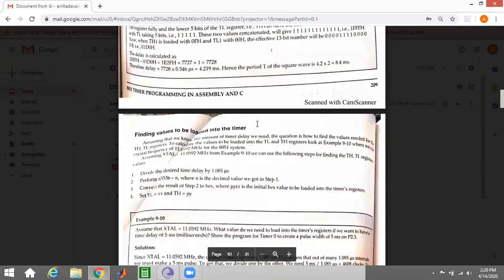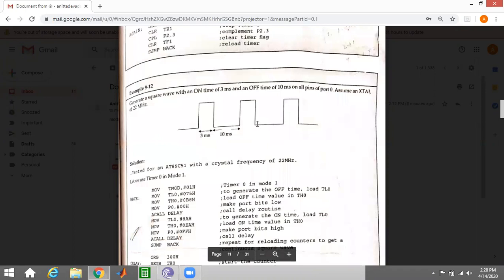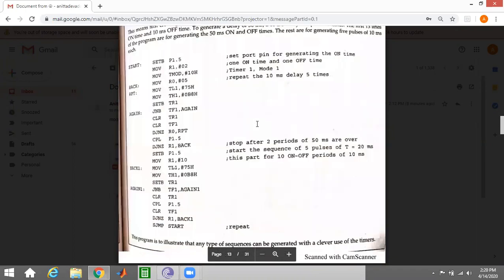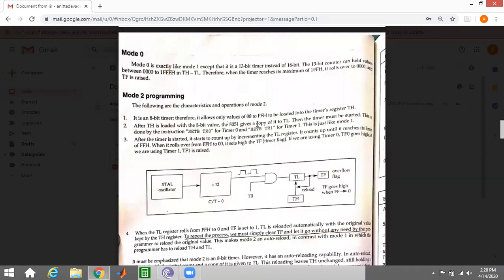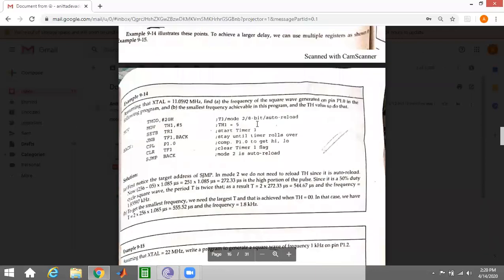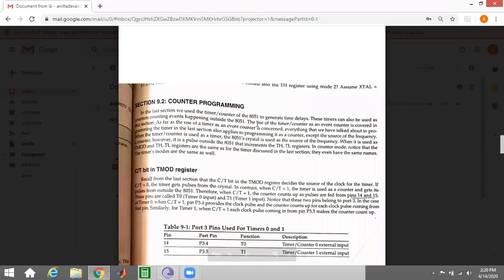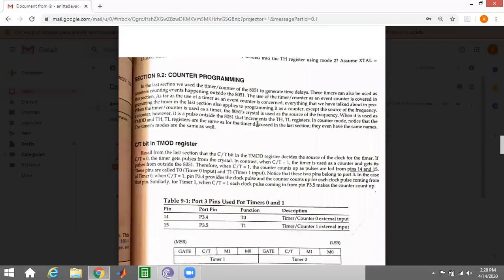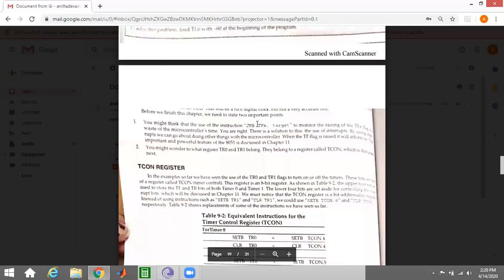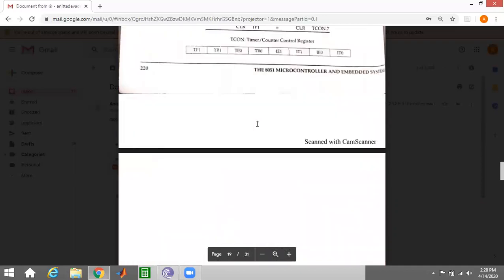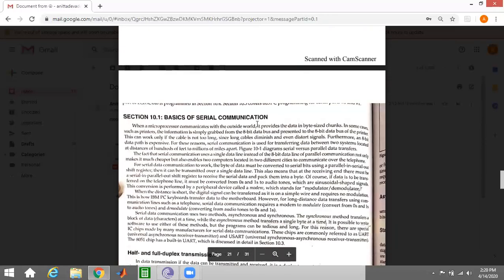So today we have to start from counter programming. But before going to counter programming, first we will go for serial communication, and then we'll come back to counter programming. So, serial communication.